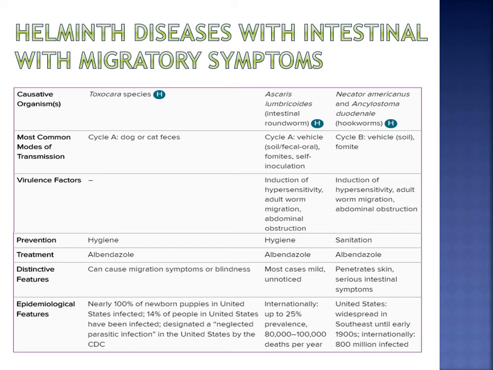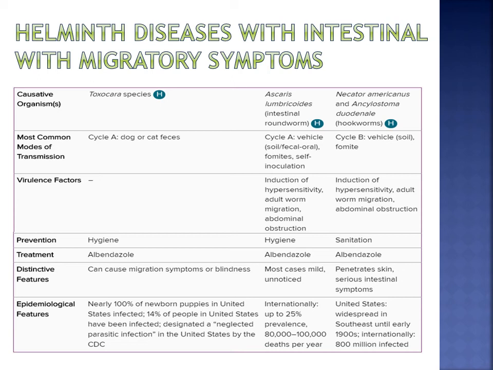Because of this, though, we usually have more than just intestinal symptoms because they're getting into all these different areas. So you can get a lot of inflammatory reactions, as well as things like pneumonia if they get near the lungs, things like that. Our first one is a group of Toxocara species. There are several species in this group. All of these go through cycle A.